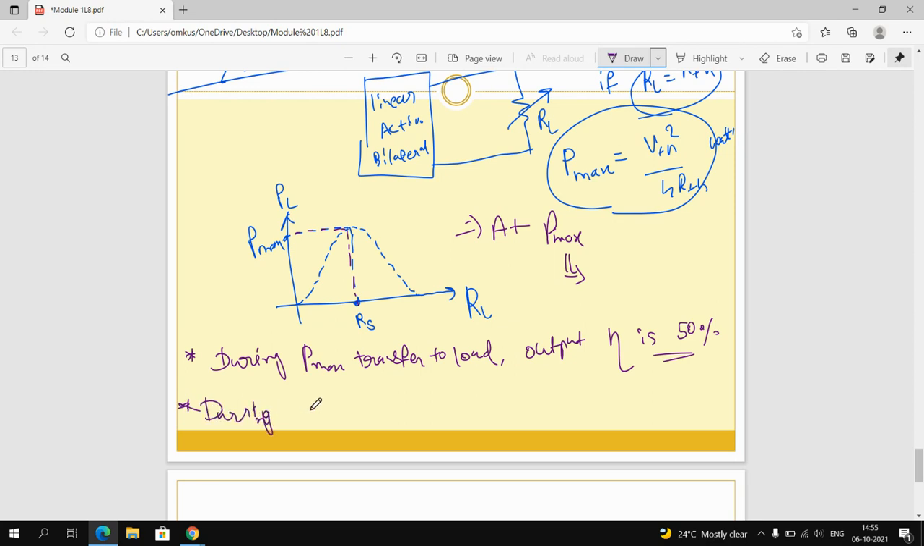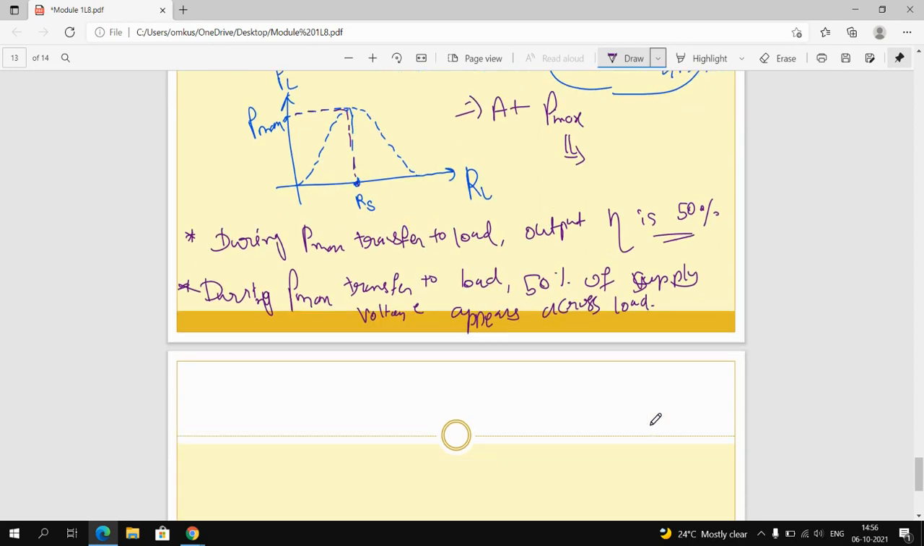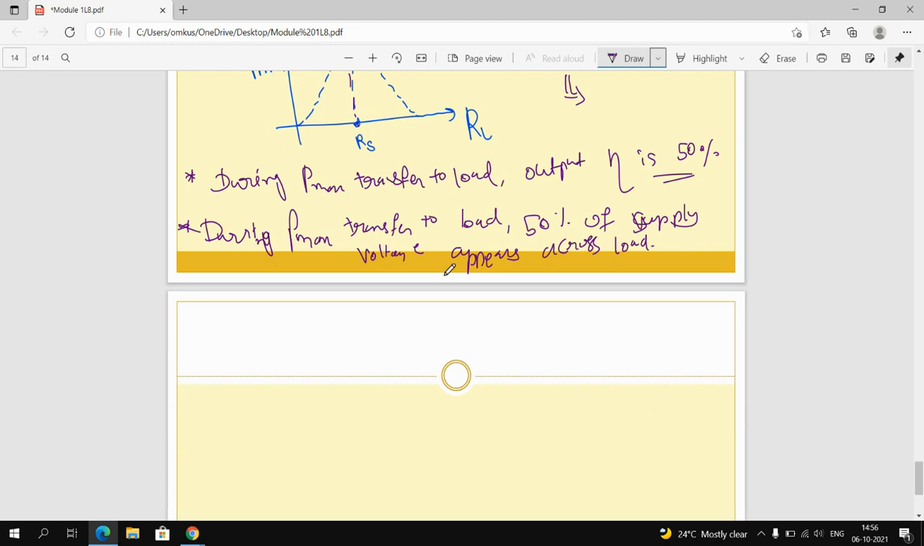During Pmax transfer to load, 50% of the supply voltage appears across the load. Now this is your homework. Why this 50% came, 50% से ज़्यादा क्यों नहीं होता है, ये आपका होमवर्क है.